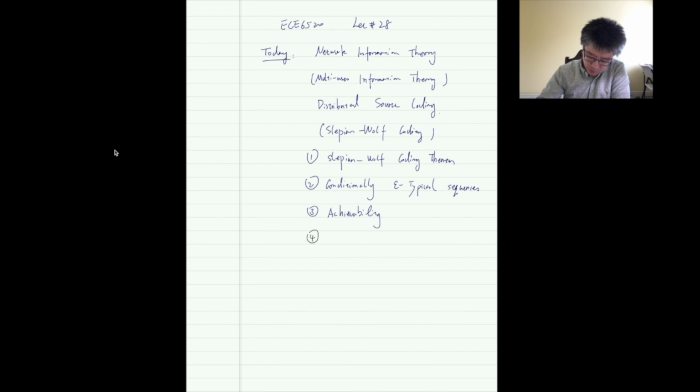Okay, and lastly, we're going to talk about the converse. The converse here is pretty standard. There's not much new here. There are some new tricks that we're going to use, but the idea would be identical to what we have seen before. Okay, very good. Now let's get started. First, let's talk about the Slepian-Wolf coding theorem.